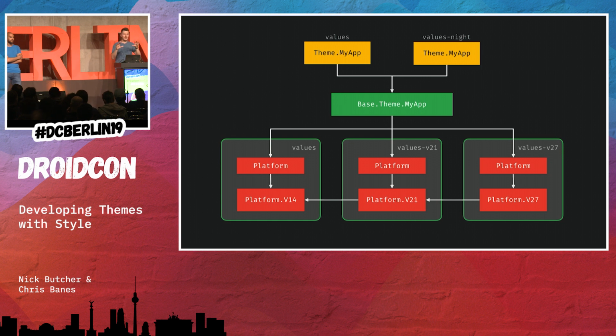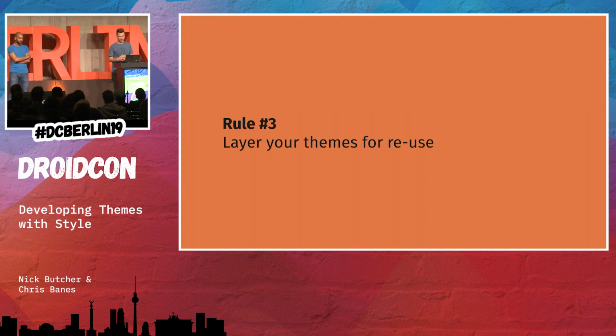So if we take a step back, the organization looks a bit like this, which looks kind of scary, but it does help you in the long run. It allows us to vary our themes both by the platform layer on the bottom, but also by configuration at the top, while keeping the majority of our reuse and our theme in the middle layer. So even if you're not currently varying your themes by configuration, say night, it's still a good idea to do this because you probably will in the future. And by doing it now, you're going to set yourself up for success. That's the third rule, layer your themes.